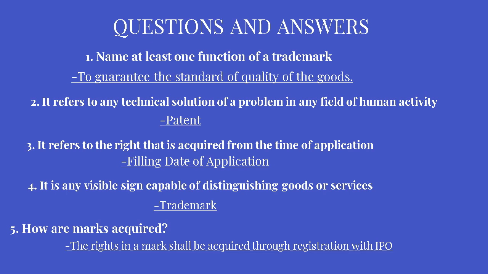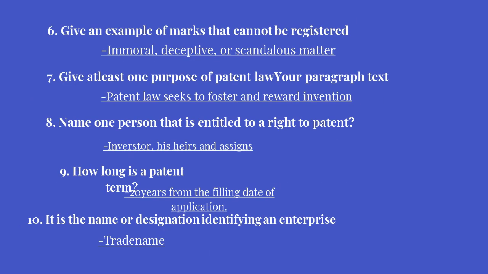And number 5, how are marks acquired? The rights in a mark shall be acquired through registration with IPO. And then number 6, give an example of marks that cannot be registered. Answer, immoral, deceptive, and scandalous matters cannot be registered. Number 7, give at least one purpose of patent law. Answer, patent law seeks to foster and reward invention.